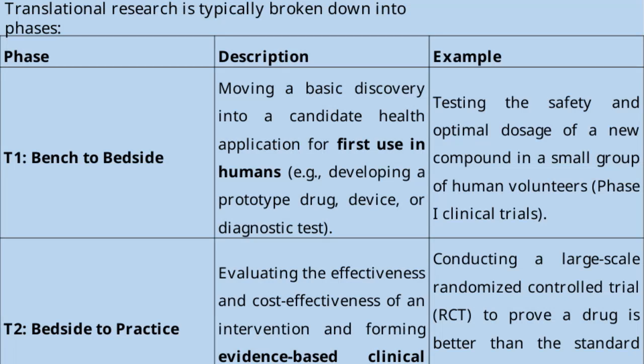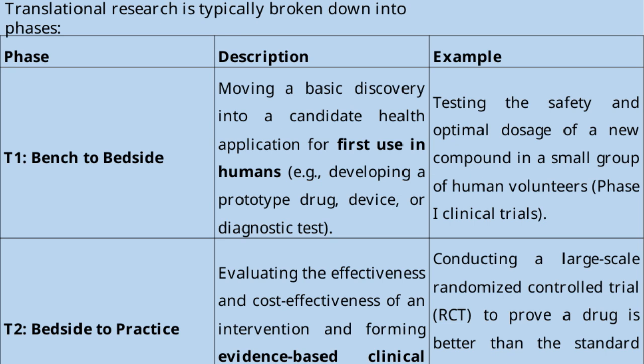Now, let's take a closer look at how translational research is typically structured into phases. As you can see in the table, the first phase, T1, is often called bench to bedside. This phase involves taking a basic scientific discovery and transforming it into a candidate health application that can be tested in humans. For example, developing a prototype drug, device, or diagnostic test falls under this phase. An example of this would be testing the safety and determining the optimal dosage of a new compound in a small group of human volunteers, which is usually part of phase I clinical trials.